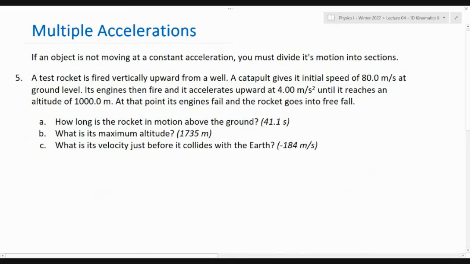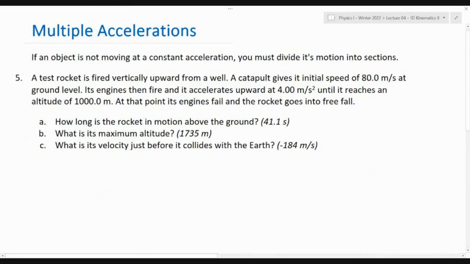All right. So in this question, because the accelerations keep changing, we need to divide the problem up into parts. So let's read it. It says a test rocket is fired vertically upward from a well. A catapult gives it an initial speed of 80 meters per second at ground level. Its engines then fire and it accelerates upwards at 4 meters per second squared until it reaches an altitude of 1,000 meters. At that point, its engines fail and the rocket goes into free fall.